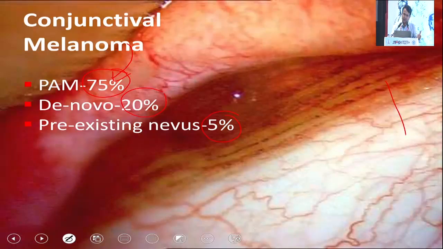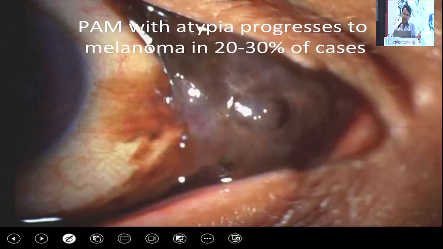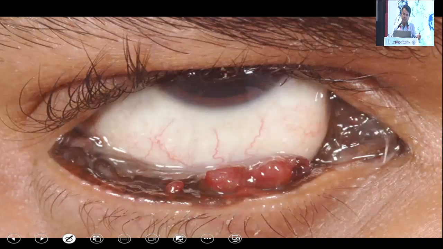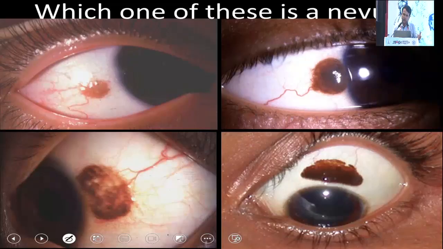This is a patient who has a fornicial PAM and this nodule is a melanoma that is arising from it. This patient has an inferior fornicial PAM and that nodule is a melanoma. So PAM can definitely give rise to melanoma. This is a patient with extensive PAM and you can see a melanoma popping out there. This is a different way of classifying PAM which I will not go into.